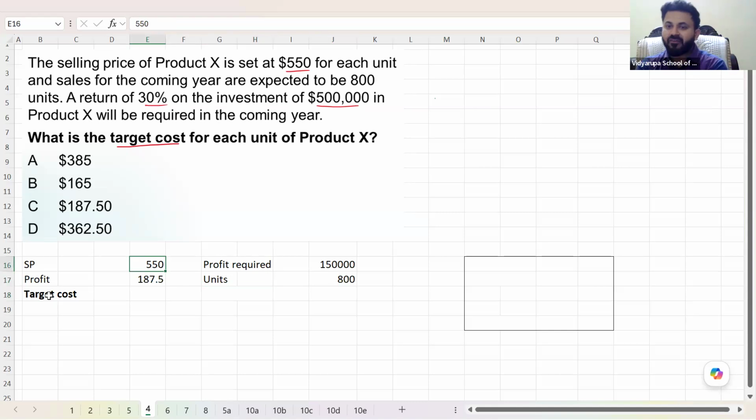So selling price is 550. Their desired profit is 187.5, 30% of investment. So what should be the target cost? The market-based selling price minus the desired profit: 362.5. D is the answer. This is one way of doing it. Is this the only way of doing it? No. Somebody else may have done it in a different manner. Some of you might have done it differently. Both are fine.